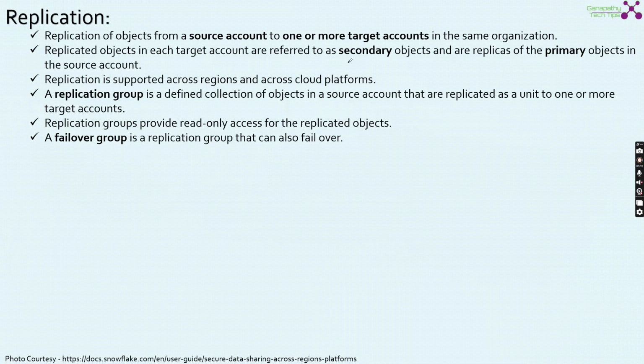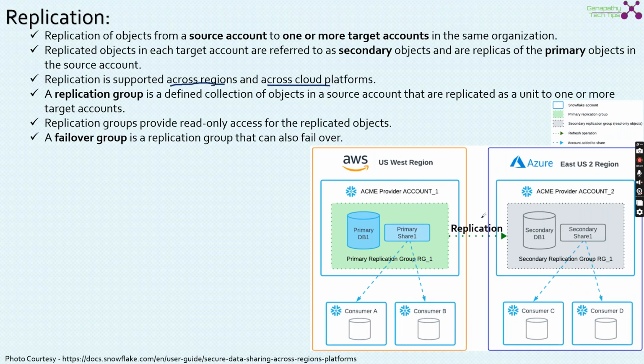Again, the naming convention: whatever objects are replicated from the primary and stored in the other account, meaning the target account, are referred to as secondary objects. Replication is supported across regions and across cloud platforms. This is again a very important thing to note. Let us see this diagram so that you can understand this in a better way.